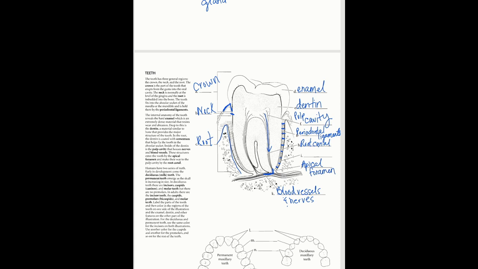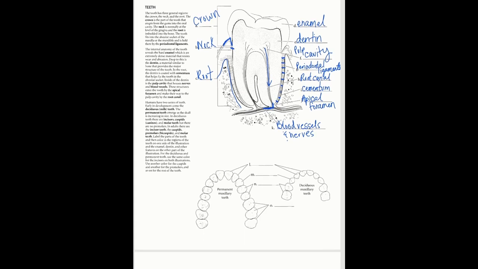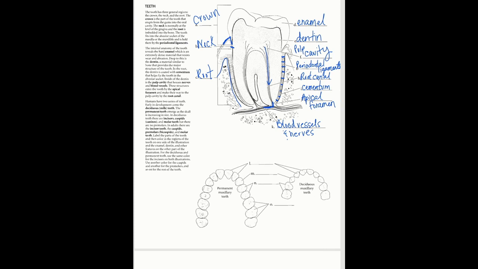And then simply, because I skipped it beforehand when I shouldn't have, we have the cementum, which is going to help keep your tooth in its socket, just like those periodontal ligaments. Let's move to the bottom of this. This is just showing the types of teeth.